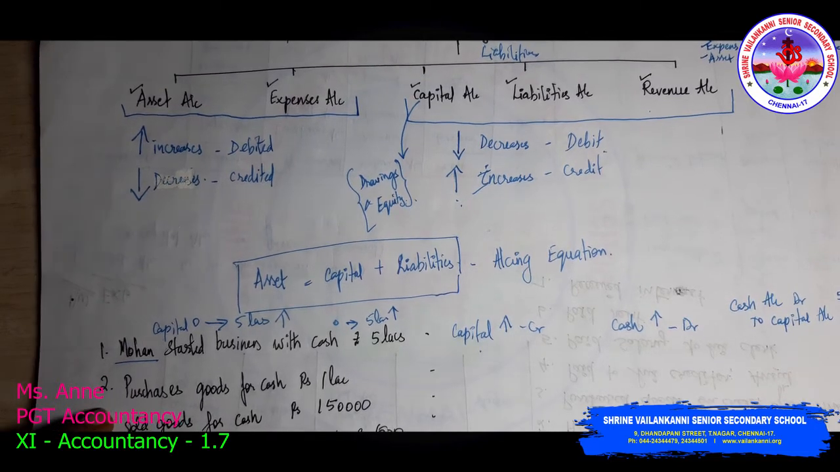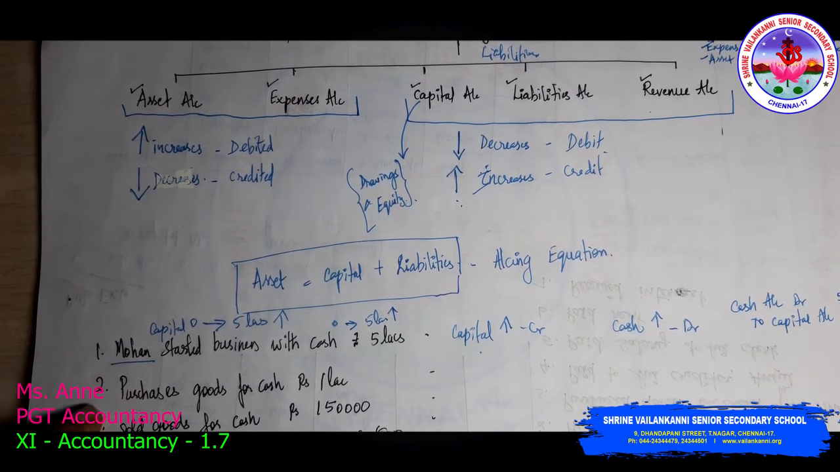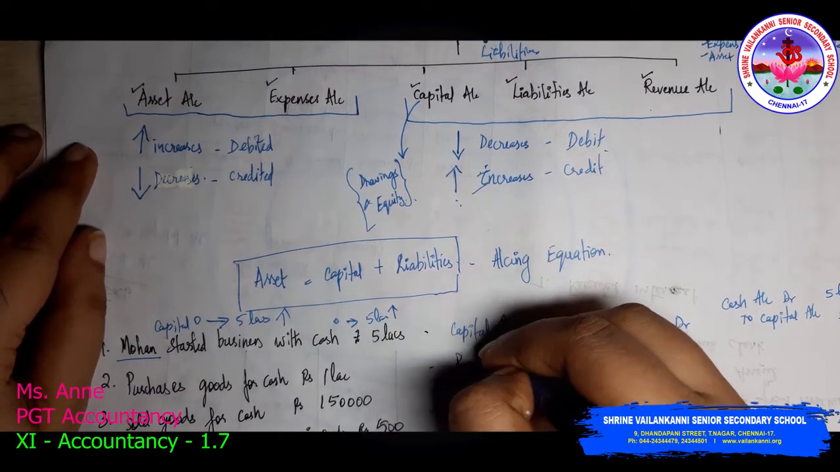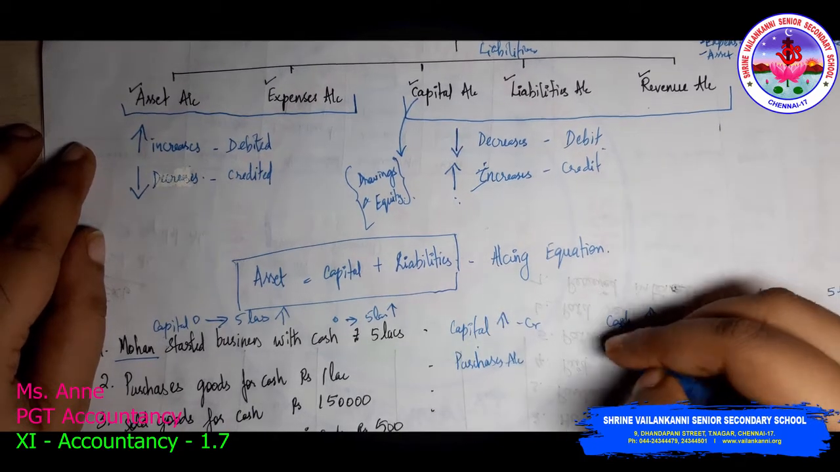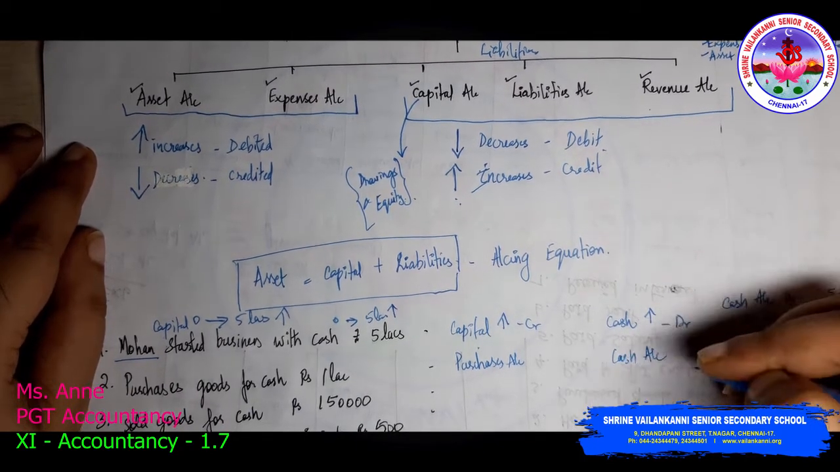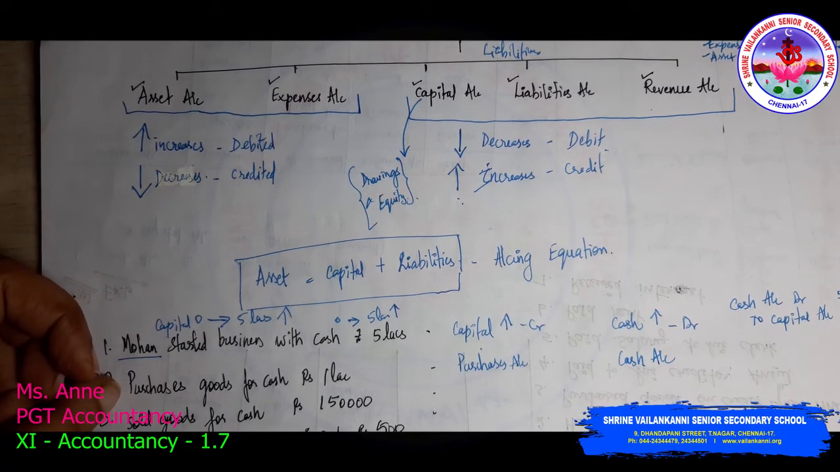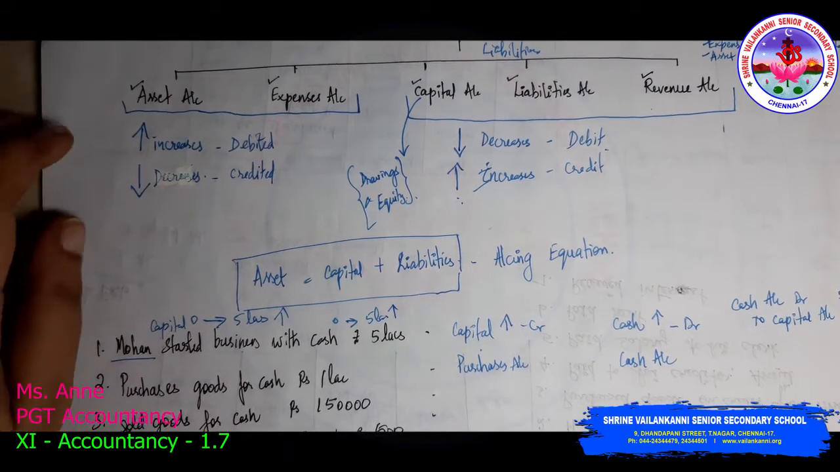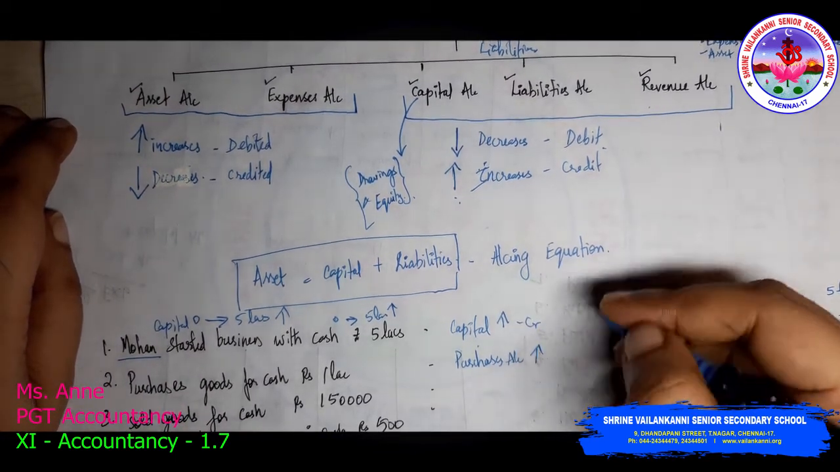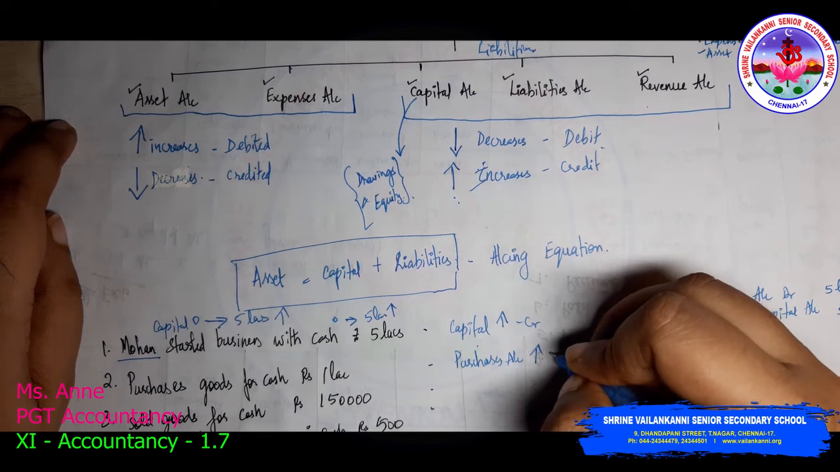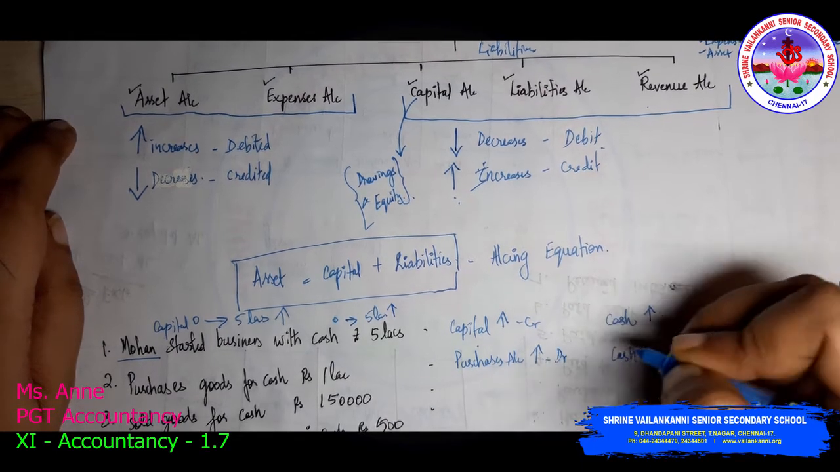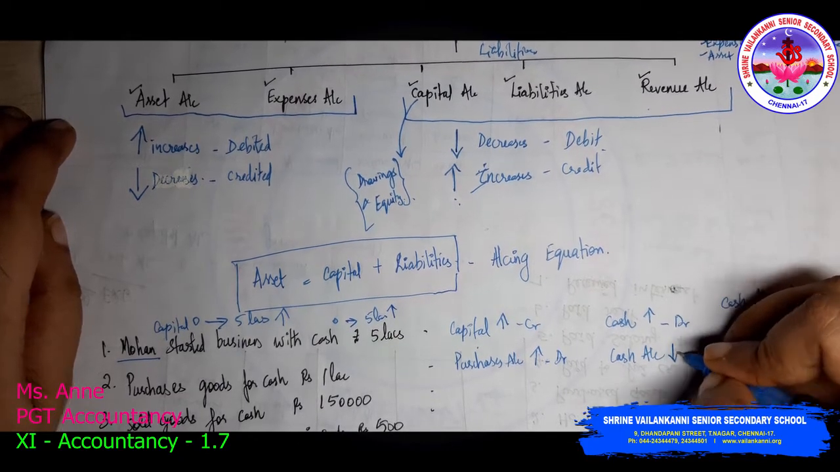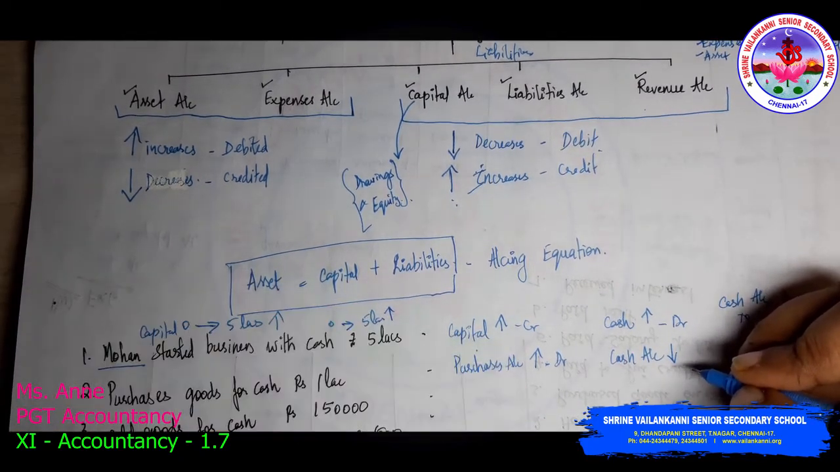Second transaction, purchase goods for cash, rupees 1 lakh. So I am identifying two accounts here, purchases account as well as cash account. If you are purchasing something, your purchasing is an expense, right? So expense goes high, it's increasing. Expenses increase to 1 lakh, so you need to debit it. Cash is decreasing because you have to pay cash. Cash should be given from your pocket to actually purchase something.